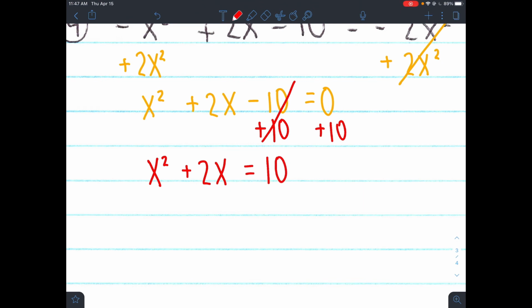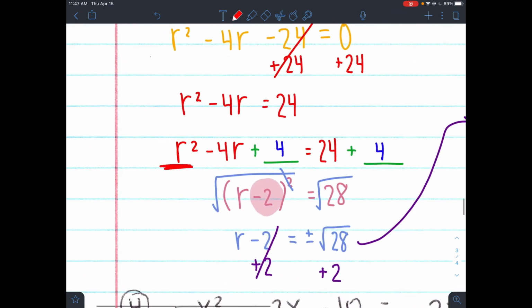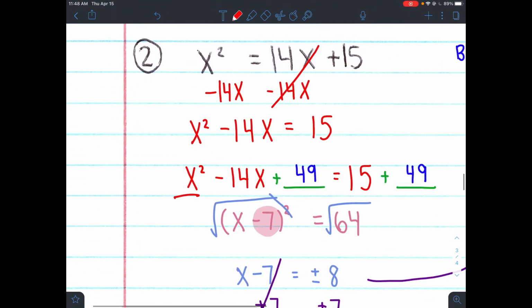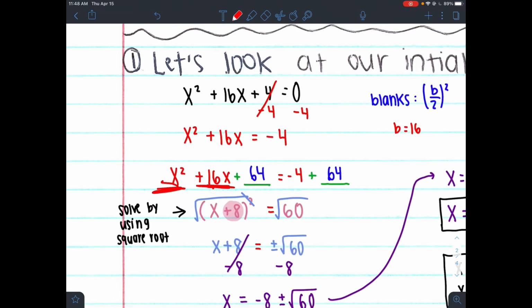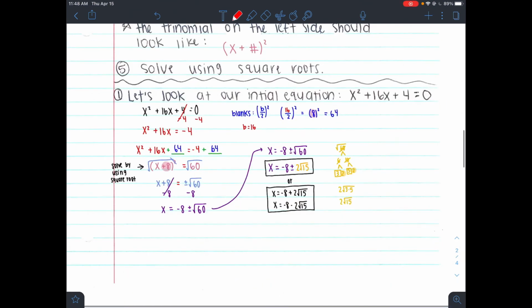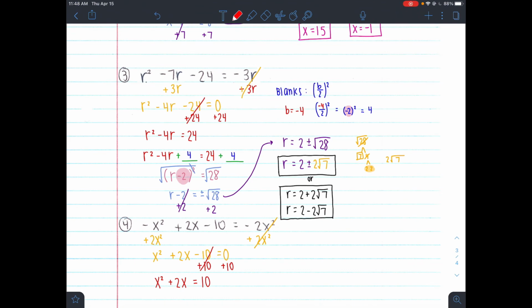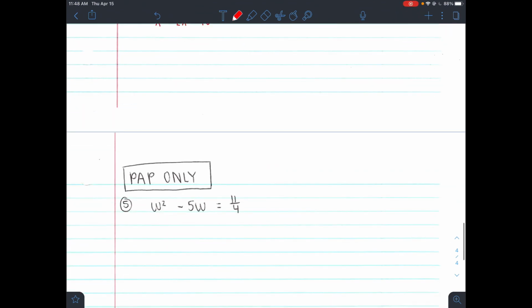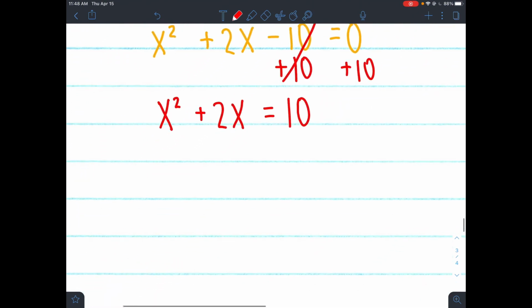Now again, completing the square only works when your a value is 1 and your b value is even. Notice how a is 1 here, b is an even number. Just like in number 3, your a value is 1 x squared, and then your b value is negative 4, also even. Number 2, a value is 1, b value is even. Number 1, a value is 1, your b value is even. It only works when your a value is 1 and your b value is even. B value doesn't have to be even, but the a has to be 1. And you'll see if you decide to do the pre-P section that your b value will not always be even. But if a is 1, you can technically complete the square. So there's a little bit of a mess there, but we'll get through it.